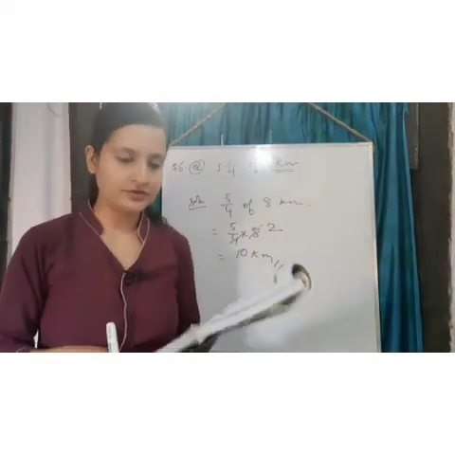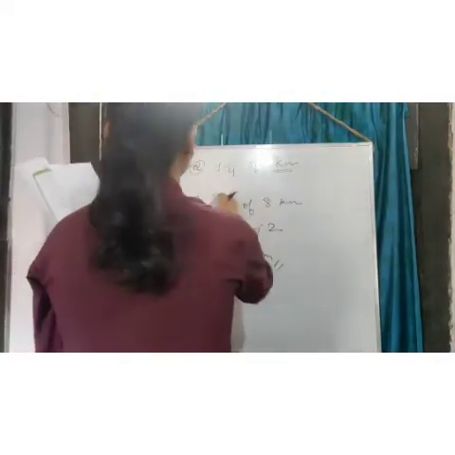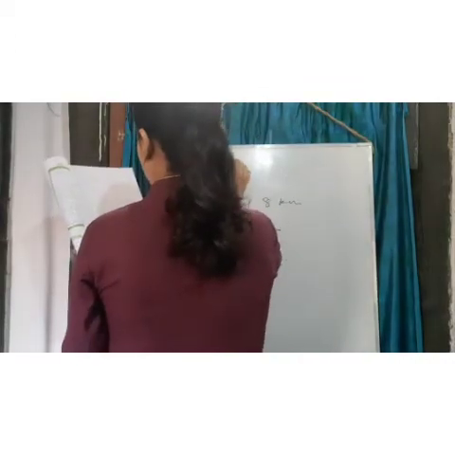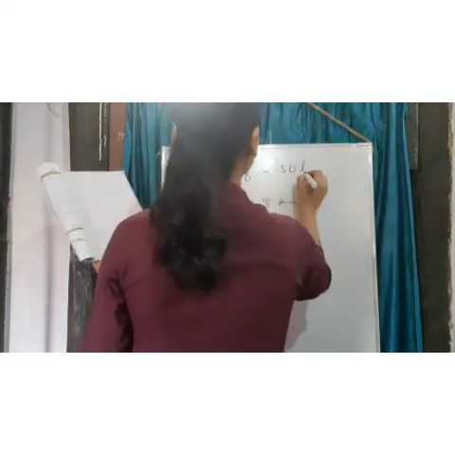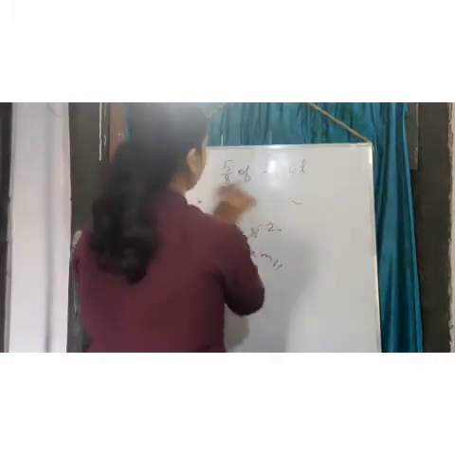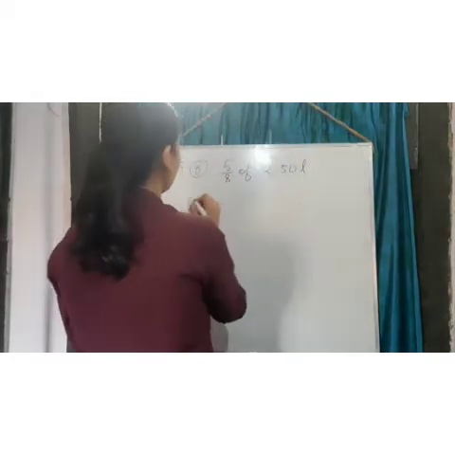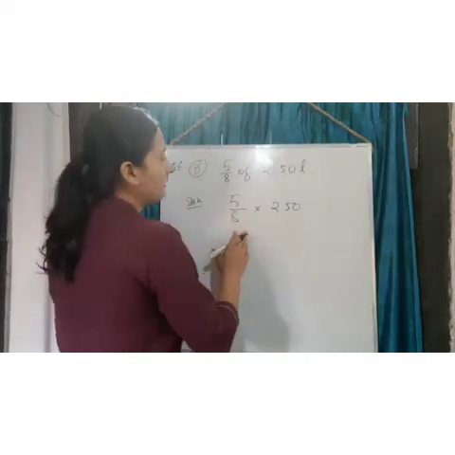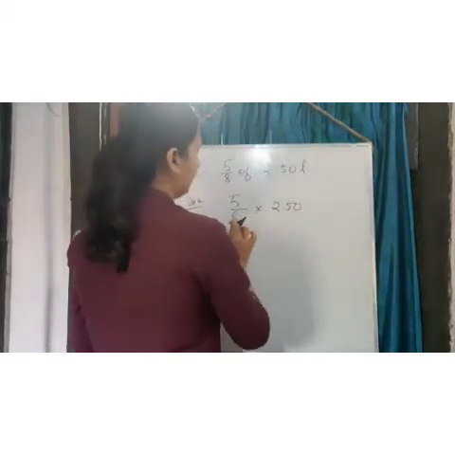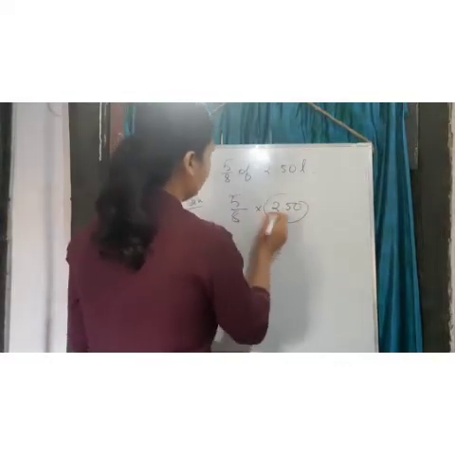So let us try one more question from this. That is your question number 6. Let us try question number 6G. So the question is 5 by 8 of 2.50 liter. So what shall we do now? See, this is given in decimal, right? So 5 by 8 of means into 2.50, isn't it? So you might find it difficult to divide this. So what shall we do? Let us first convert this into decimal fraction.